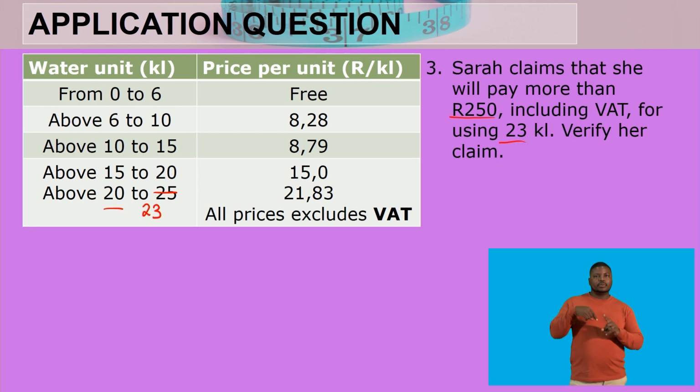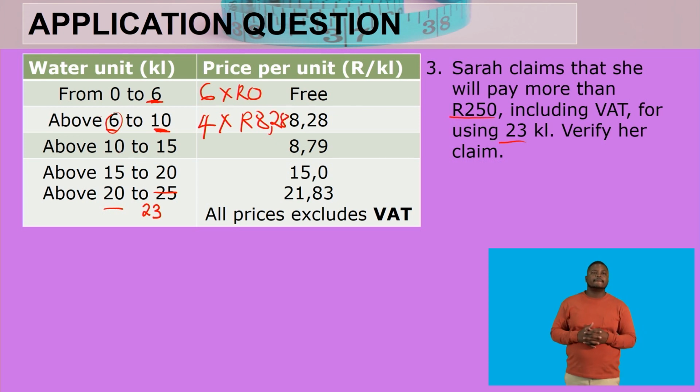Then we start with finding the maximums. The first category is going to be 6 units. These 6 units are multiplied by 0 because they are free. Then the next category is between 6 and 10, so above 6, but to 10, not more than that. We take the 10 and subtract the 6. What is 10 minus 6? We get 4. So for those 4 units, you multiply by 8 rand 28 cents. Then the next category is from 10 to 15. We always subtract the maximums, so we say 15 minus 10. It gives us 5.